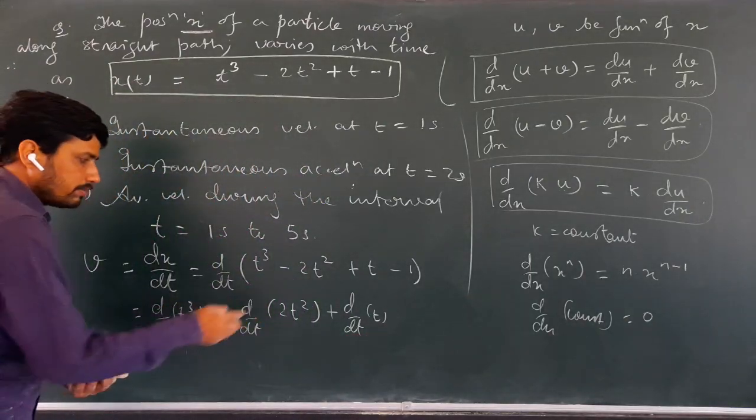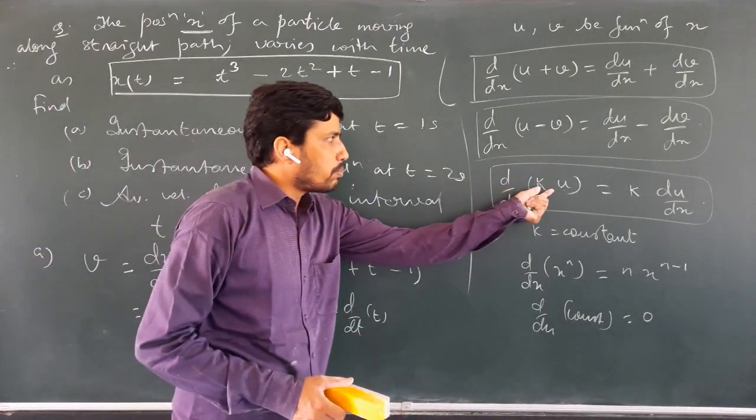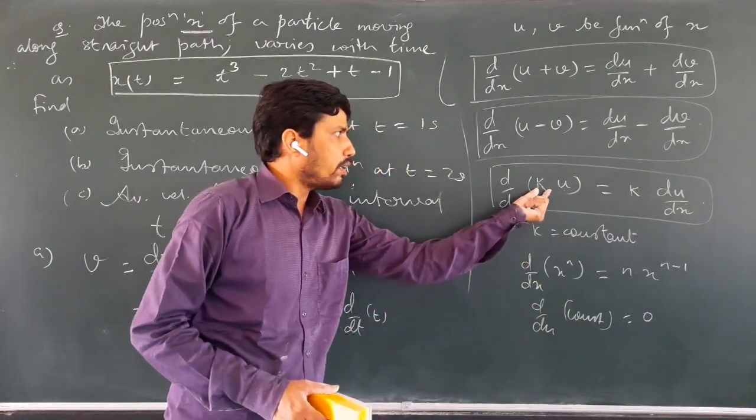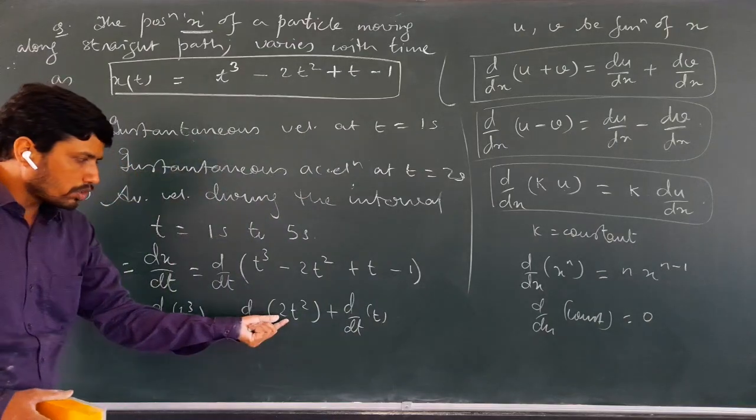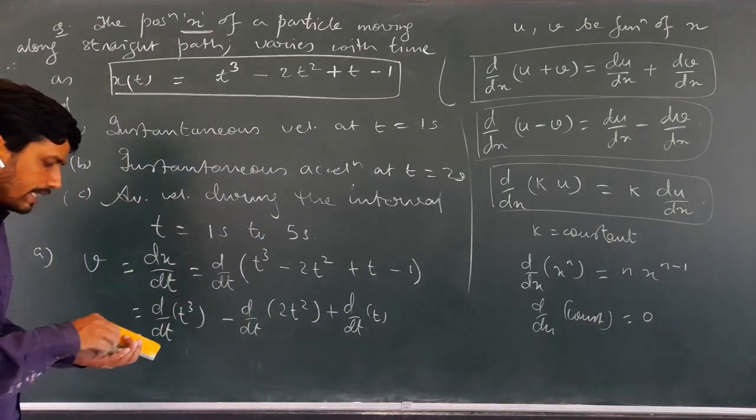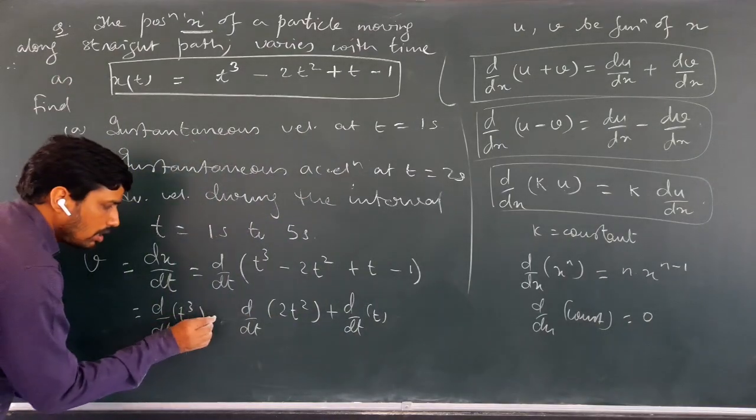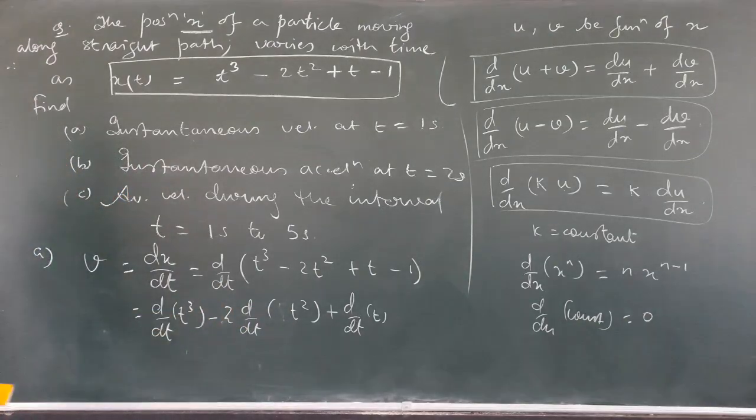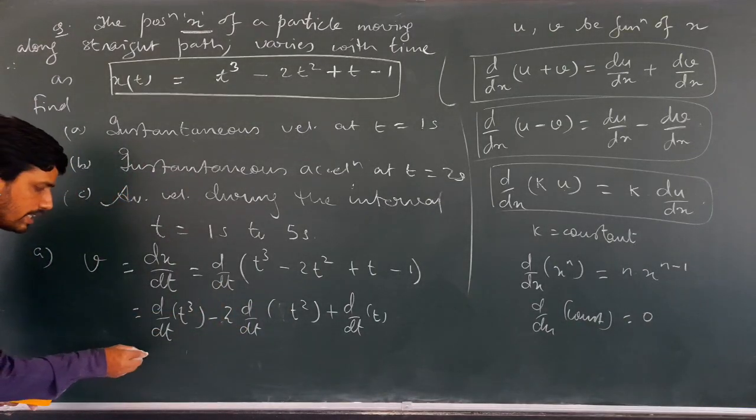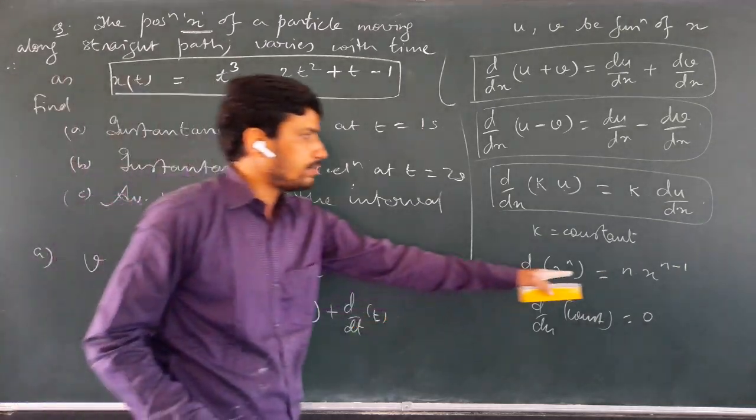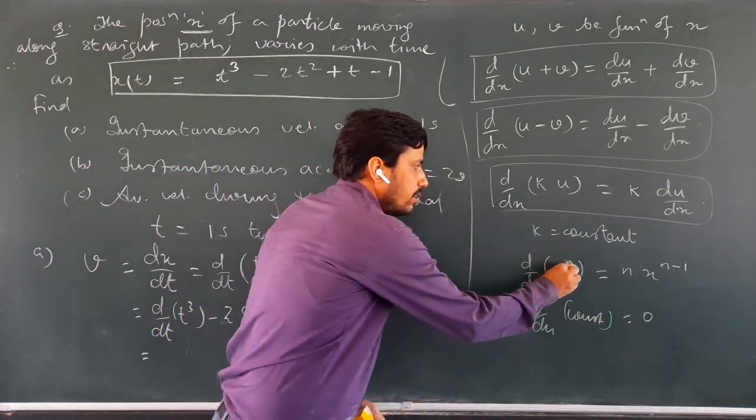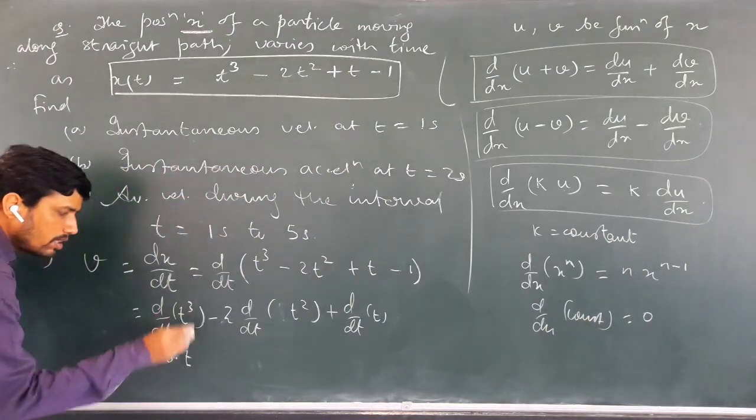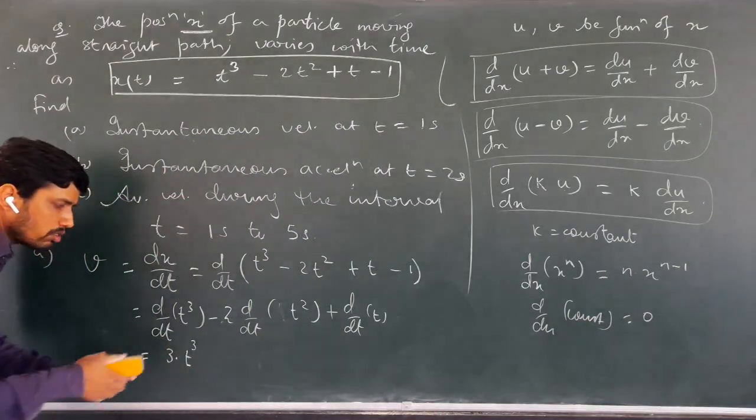Then you see this one. When a constant is multiplied to some function, that constant we take out of the derivative. So k we can take out. Here this constant 2 is there. So 2 we can take out, so minus this 2 we will take out. What is derivative of t cube? Use this formula. Power is n, so this will become 3 into t to the power 3 minus 1. 3 minus 1 is 2.